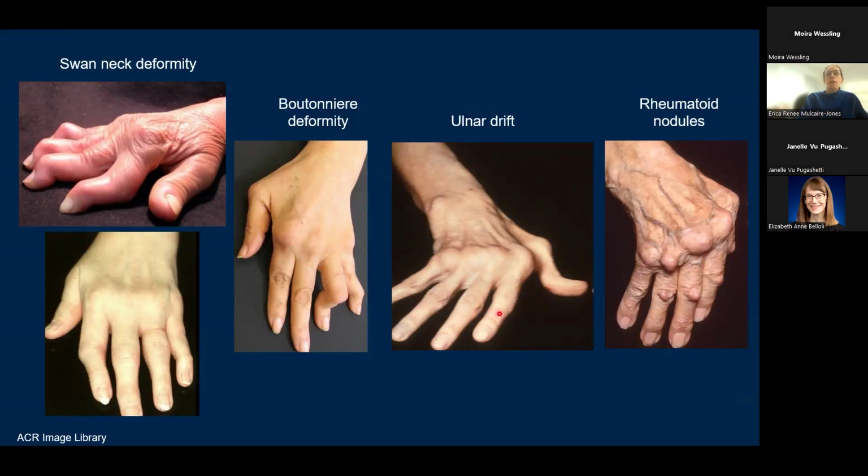Ulnar drift is where the fingers point to the side, and that's due to subluxation of the MCP joints. And then we often will see rheumatoid nodules, and these feel rubbery, and you can move them, as opposed to tophi or osteoarthritis nodes, where they'll feel more hard and fixed.